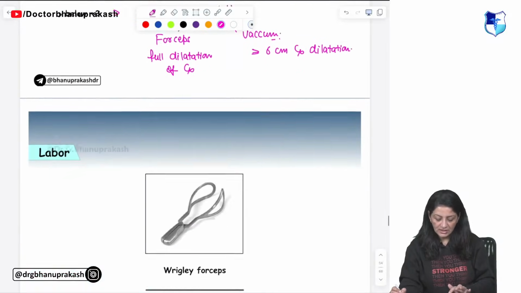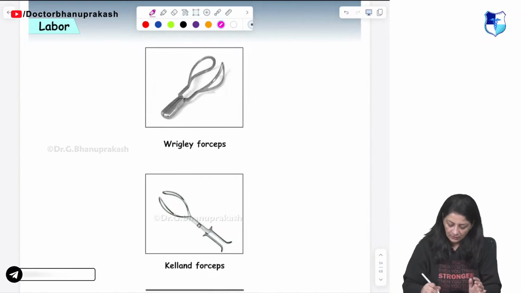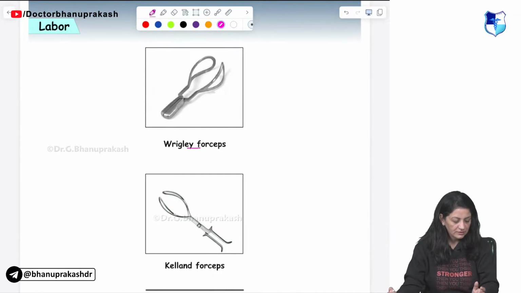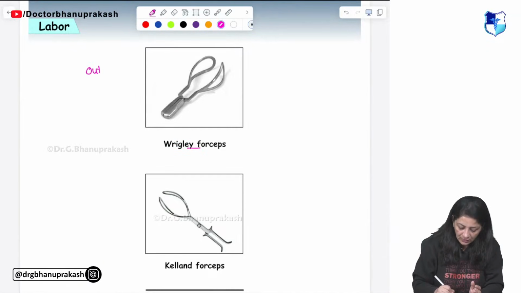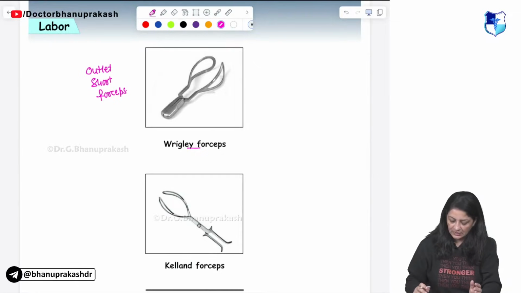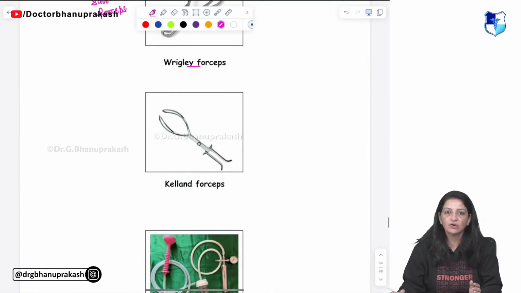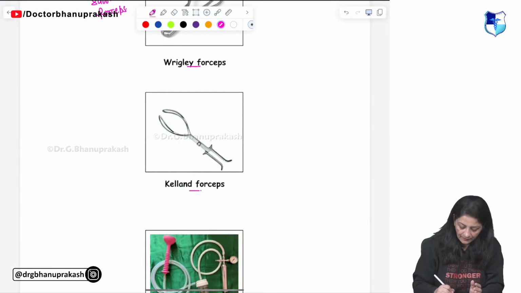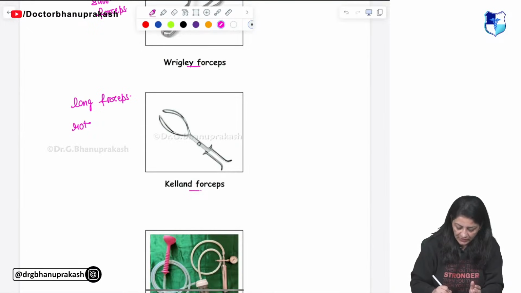Okay, so these are the instruments. Wrigley's forceps: this is the outlet short forceps. Second one, Kielland's forceps: this is the long forceps, also called a rotational forceps.